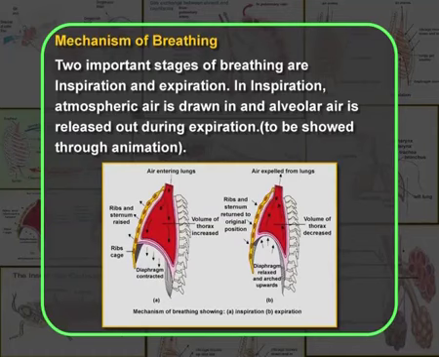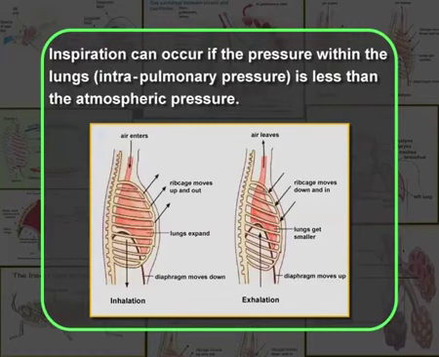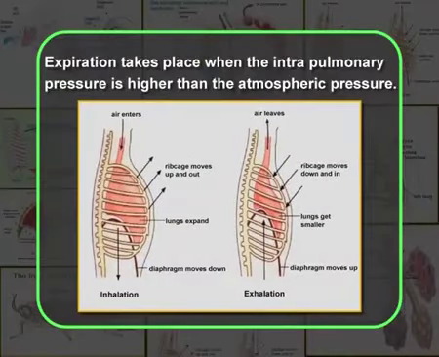So, there are two important stages of breathing. One is inspiration and the other is expiration. In inspiration, atmospheric air is drawn in and alveolar air is released out during expiration. Inspiration can occur if the pressure within the lungs is less than the atmospheric pressure. It means that there is negative pressure in the lungs with respect to the atmospheric pressure. Similarly, expiration takes place when the intrapulmonary pressure is higher than the atmospheric pressure.